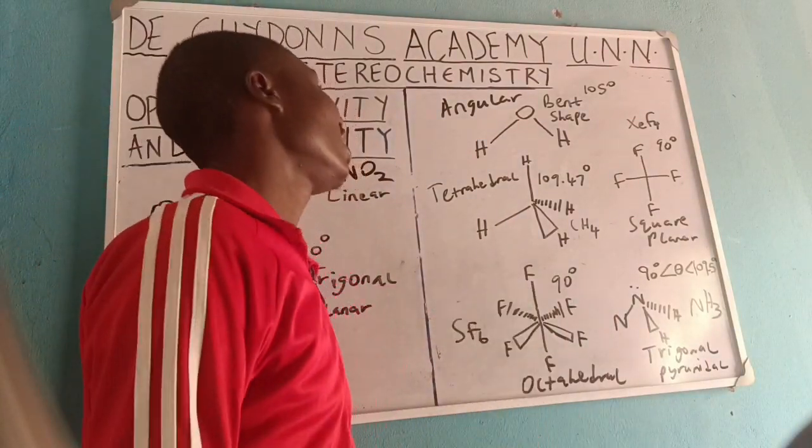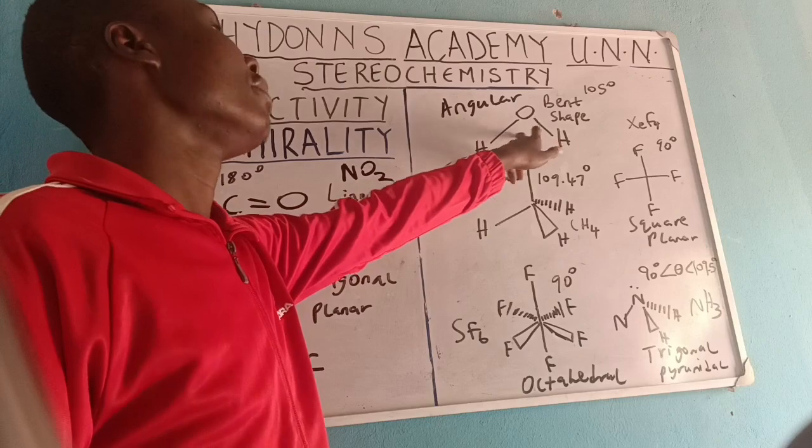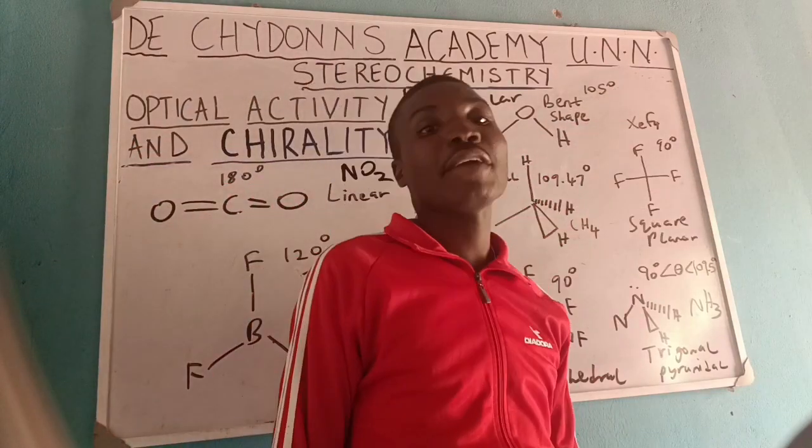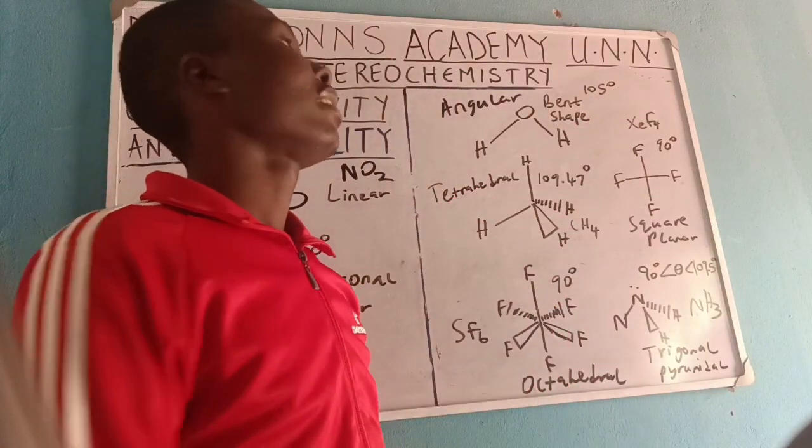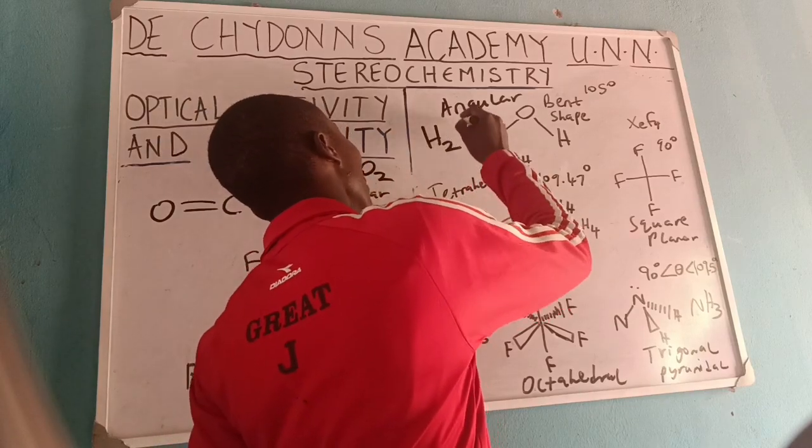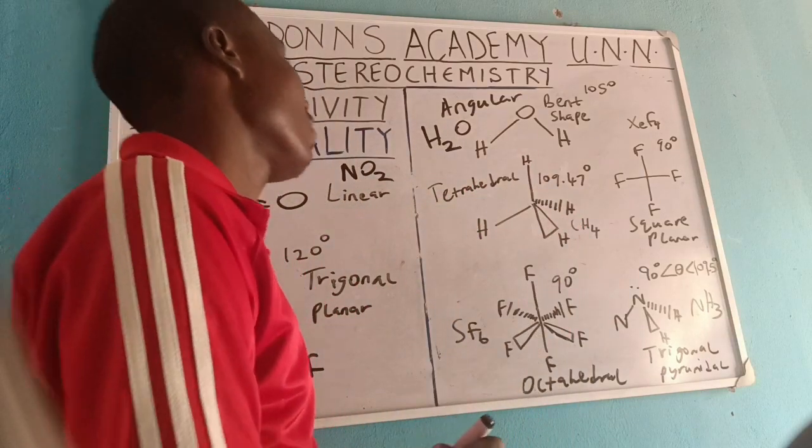Then we have the angular shape, which is also referred to as bend shape, or V shape. And the angle between the two bonds is 105 degrees. An example is water, that is H2O. So that's what we have there in that particular structure.